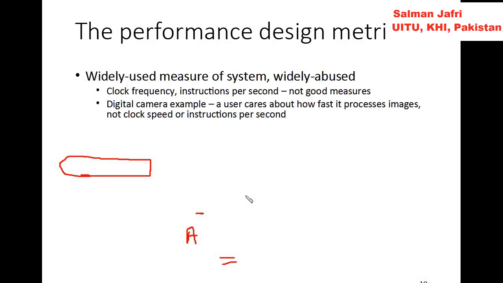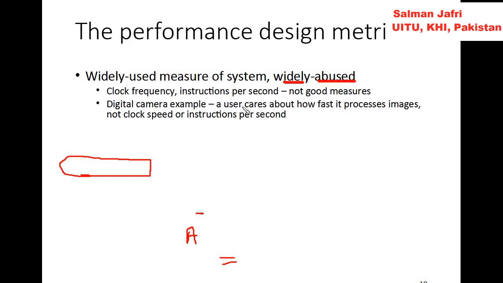So now let's look at the performance design metric. This is a widely used measure of the system, but it is widely abused. For us, being users of embedded systems, clock frequency doesn't matter, instructions per second does not matter. So what does matter for us? The function of the embedded system. If the embedded system is faster in carrying out its function, the performance is good.